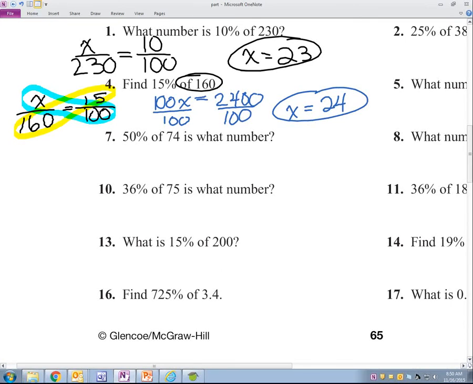Mm-hmm. Yep. Blue and yellow make green. That's how you know it's sealed with glad bags.